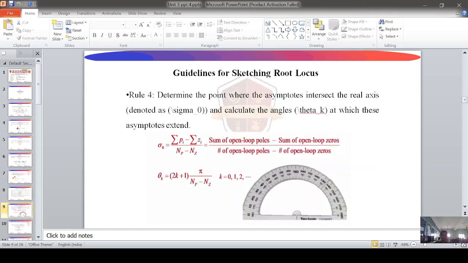Guidelines for sketching root locus. Rule 4. Determine the point where the asymptotes intersect the real axis, denoted as sigma, and calculate the angles at which these asymptotes extend. Sigma is equal to the sum of open loop poles minus the sum of open loop zeros, divided by n minus m. N means number of poles, m means number of zeros.